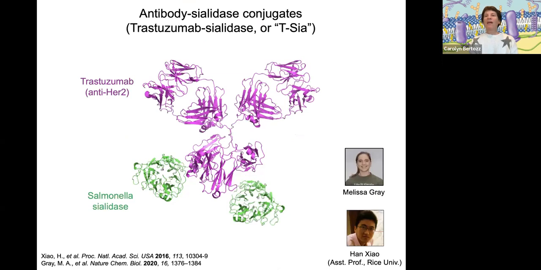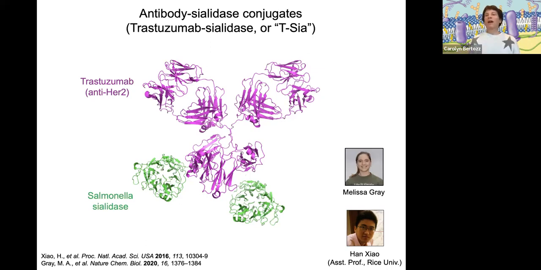And we came up with the idea of making a bispecific biologic that was part antibody, and that would park this molecule on the cancer, and then part enzyme. And the enzymes that we use are called sialidases. And a sialidase catalyzes the hydrolysis of the glycosidic linkage between the sialic acid and what lies beneath.